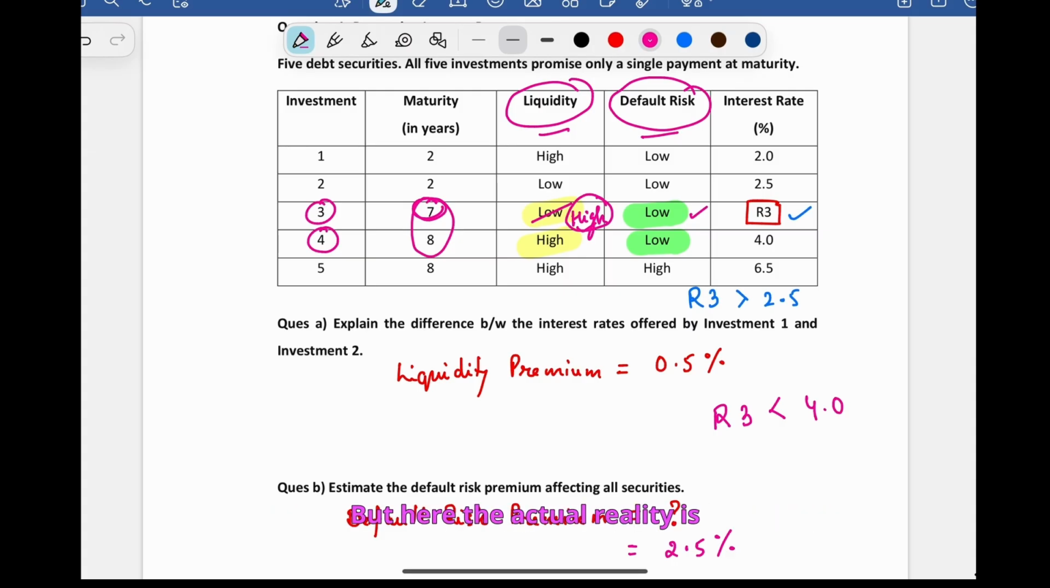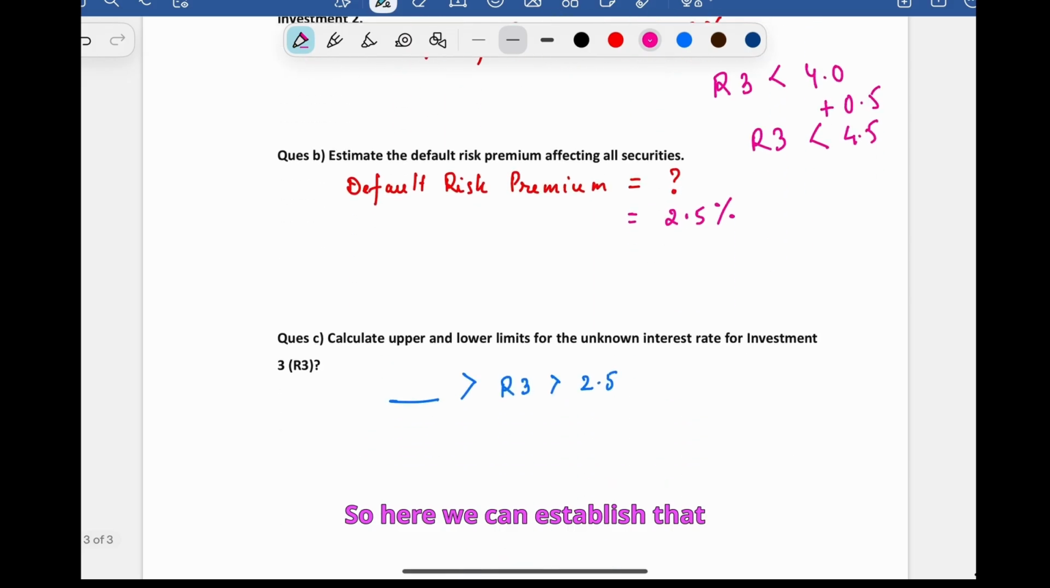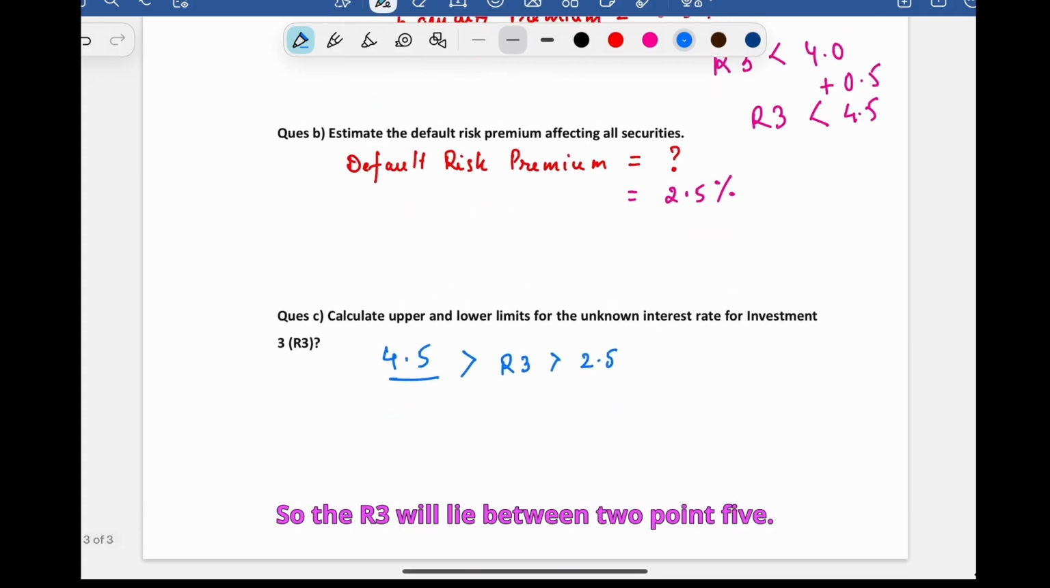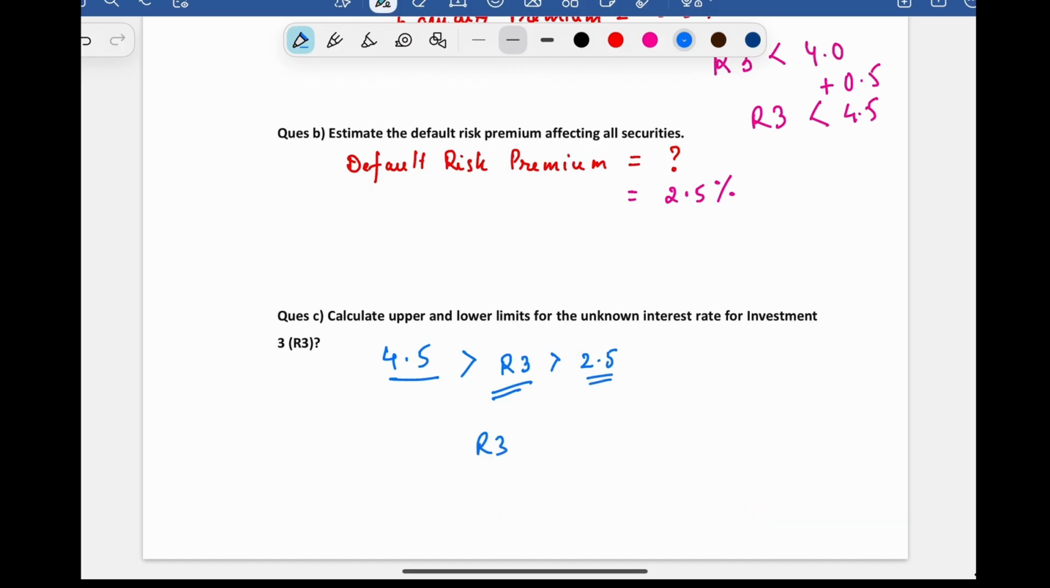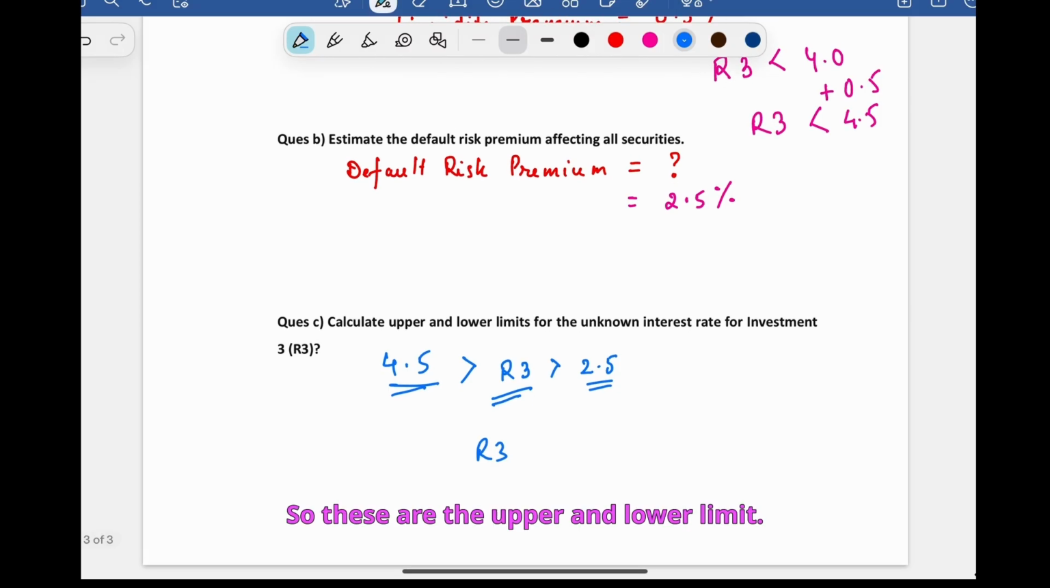But the actual reality is that our liquidity is not the same. It is actually low, right? So there will be a liquidity risk premium. How much? We add this 0.5. This is the reality. So R3 is less than 4.5. Here we can establish that R3 is less than 4.5. So this is our answer. R3 will lie between 2.5 and 4.5. It will be more than 2.5 and less than 4.5. So these are the upper and lower limits.